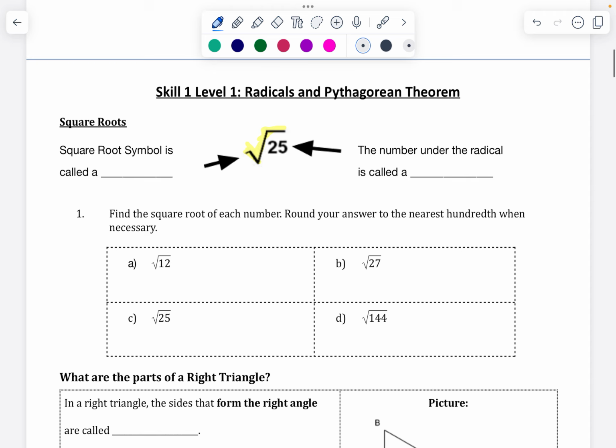This is called a radical, right? And the number that is underneath the radical, that is called the radicand. Okay, so you guys might see this coming up in the ACT and all that stuff. You might hear the term radical and radicand.